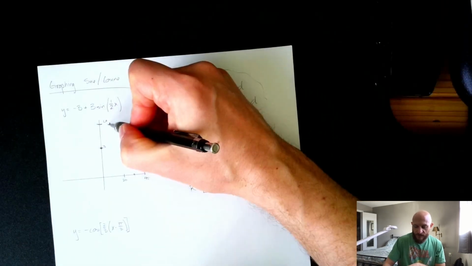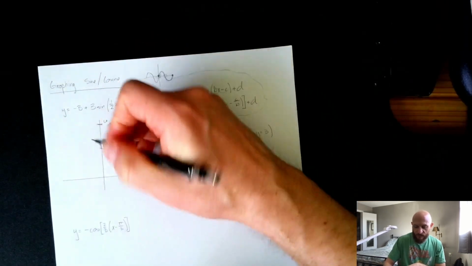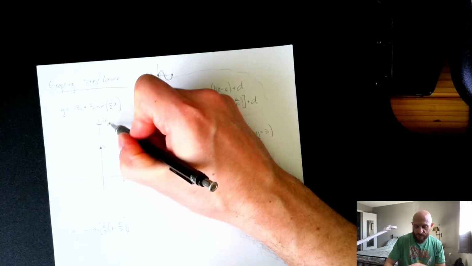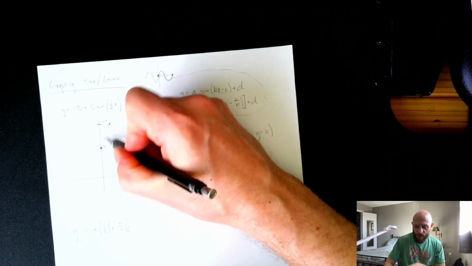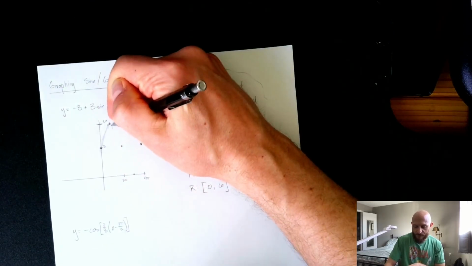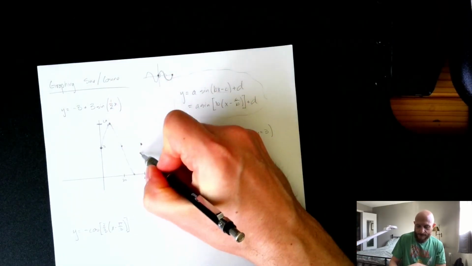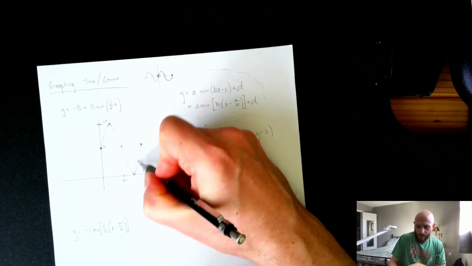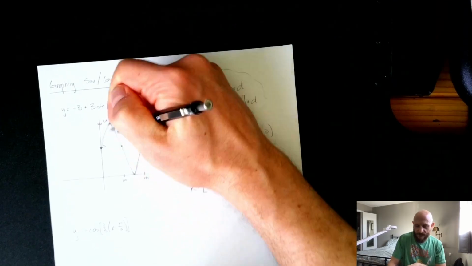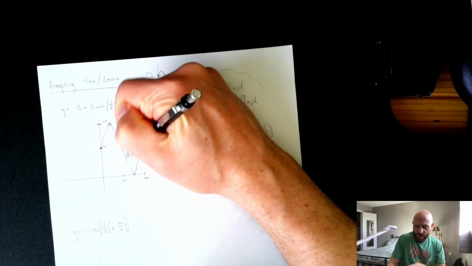So now we can just, as neatly as possible, try to join these points in a nice curve. There we go. Something like that, and that's one period.